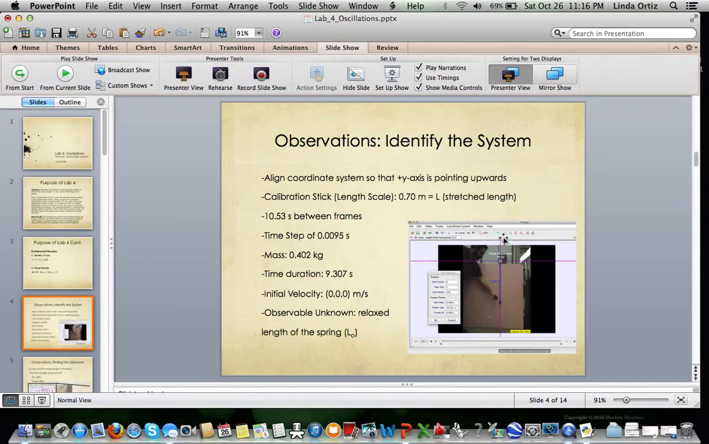The calibration stick will be 0.7 meters, which is given. There's a time step in between frames of 10.53 seconds. The mass within the video is 0.402 kilograms. The entire duration of the video is 9.3 seconds. As we are starting from rest, the initial velocity is 0, and here we have an observable unknown, which is the relaxed length of the spring.